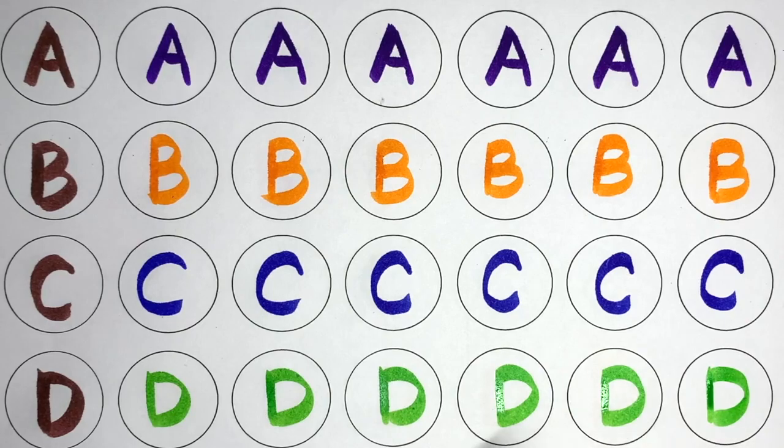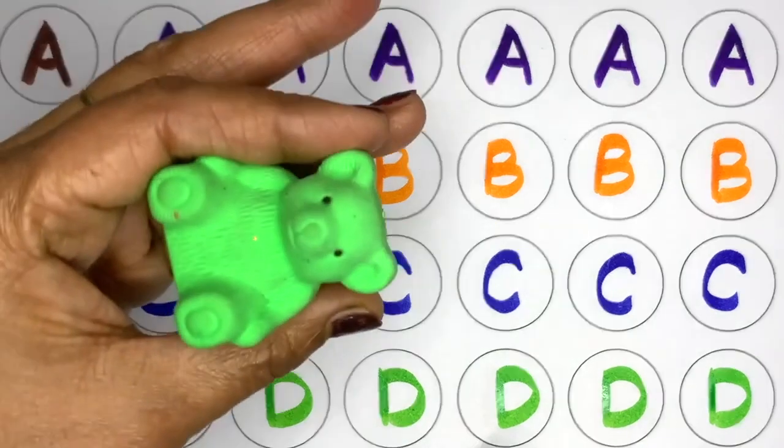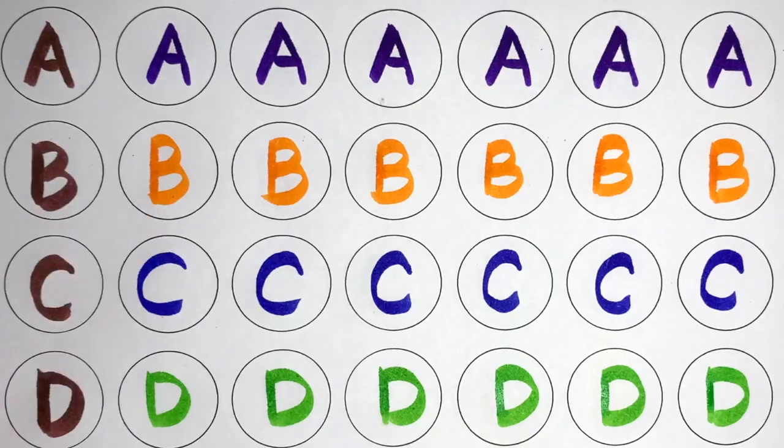C. C for cat. Blue color. D for dog. Parrot green color.